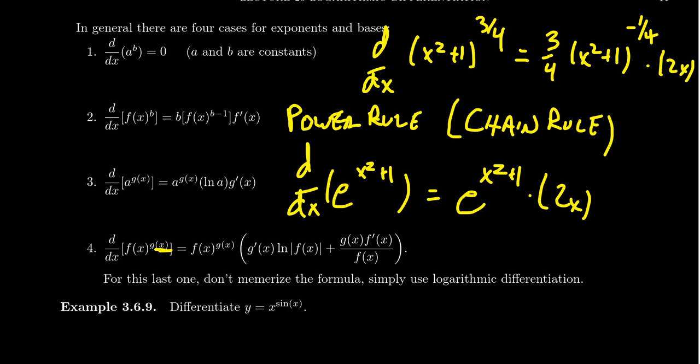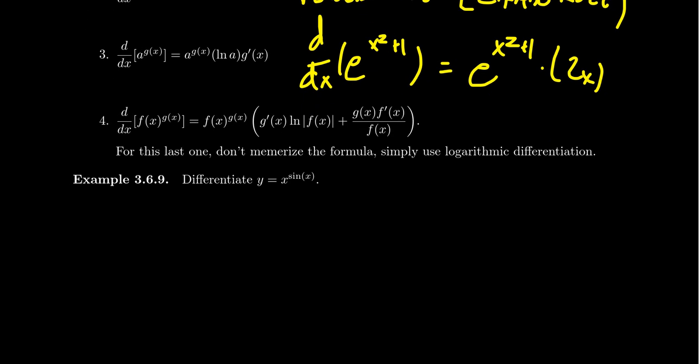So in this fourth case where the base and the exponent are variables, they're functions, you pretty much have to use logarithmic differentiation. There is a general formula you can use here, but it's not one I would recommend memorizing. I think it's just too easy to make a mistake.